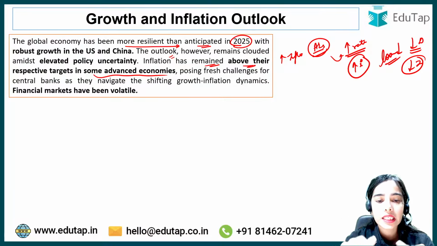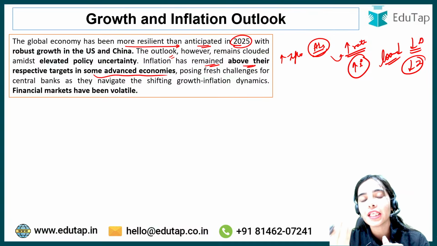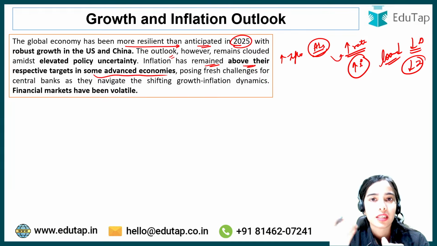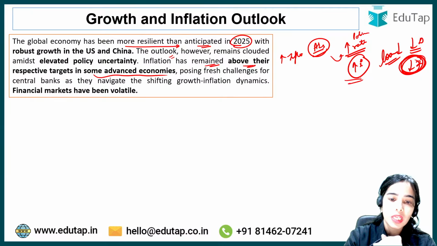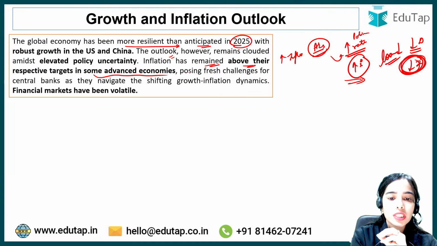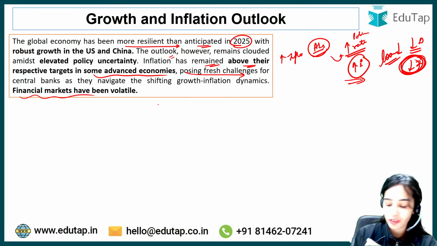So basically there is higher inflation above the target in some of the major advanced economies. With the higher inflation, these economies might decide to increase their policy rate, their interest rate, so that the inflation can be controlled, okay. So this is a new kind of challenge that is arising in the advanced economies, and with that, volatility is also arising. The financial markets have been volatile, okay.